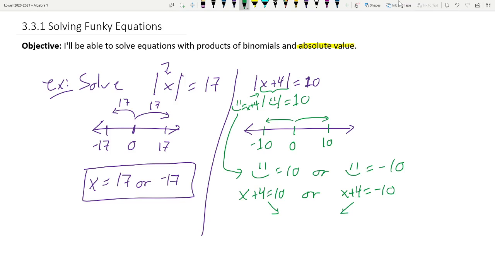In either case, we're going to subtract 4 from both sides. So we'll subtract 4, and then we'll subtract 4, and we will get our two answers. Let me clean this up for you. So x from the left side gets us 6, or from the right side, that'll get us negative 14. Something you always want to be aware of when you have absolute value equations is that a lot of times you're going to get more than one answer.